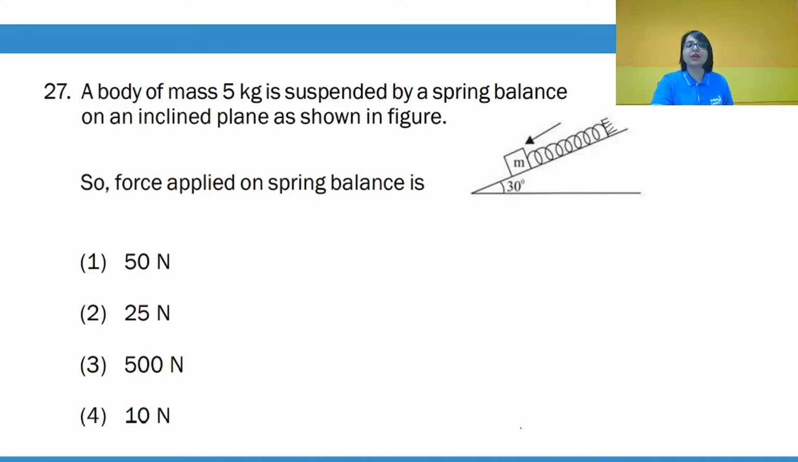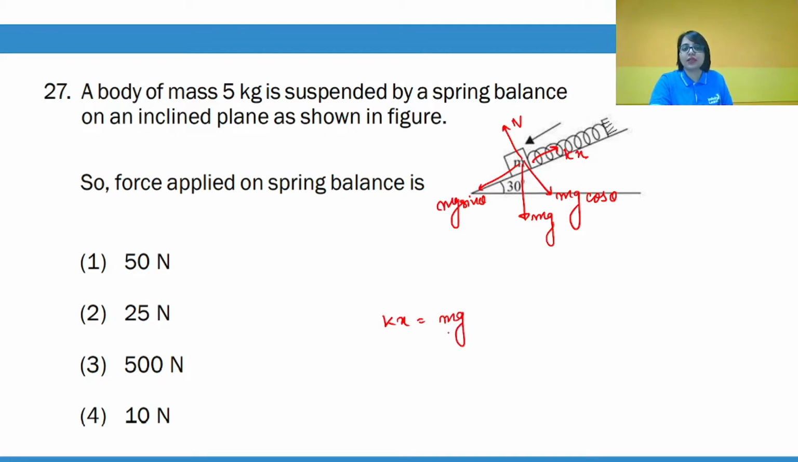Question number 27. A body of mass 5 kg is suspended by a spring balance on an inclined plane as shown in the figure. So the force applied on the spring balance. So this force will be mg. This will be mg sin theta. This force will be mg cos theta, and this will be normal, and this is kx. So basically the spring force is balanced by mg sin theta, which is mg sin 30 degrees. So mg by 2. So it will be 5 into 10 is 50 by 2, that is 25 Newton. So the correct answer is option 2.